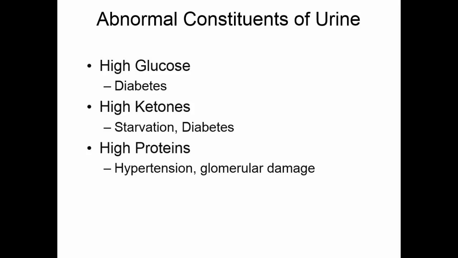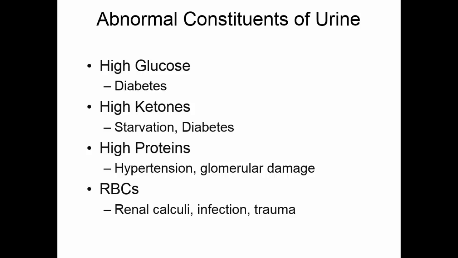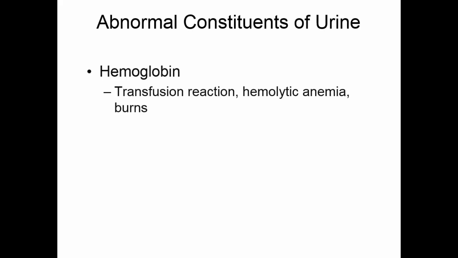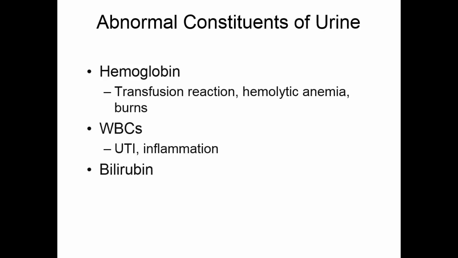High proteins can be the result of hypertension or some sort of damage to the glomerulus. Normally, proteins do not get into the filtrate. Red blood cells could be the result of kidney stones or renal calculi, infection, or trauma to the kidney. Hemoglobin in the urine indicates that the blood cells are rupturing in the blood. Transfusion reactions can cause this to happen, hemolytic anemias, and burns. White blood cells are always an indicator of a urinary tract infection or some form of inflammation. And bilirubin in the urine is a good indicator of some sort of liver problem, hepatitis or cirrhosis, for example.